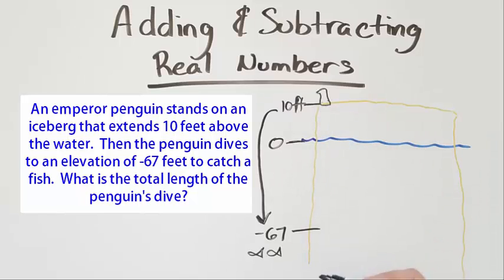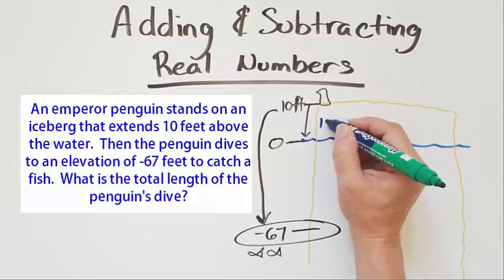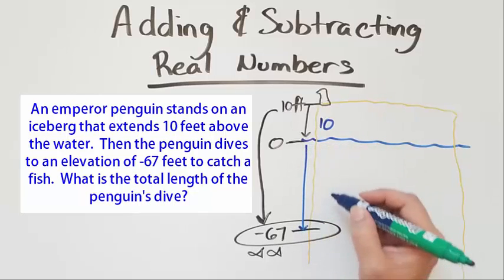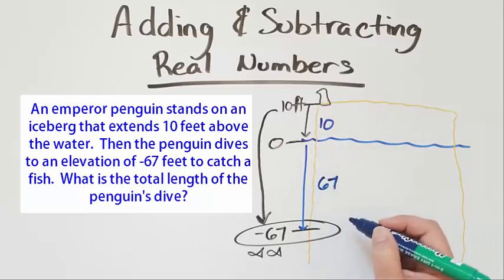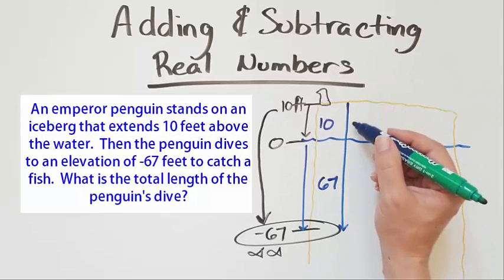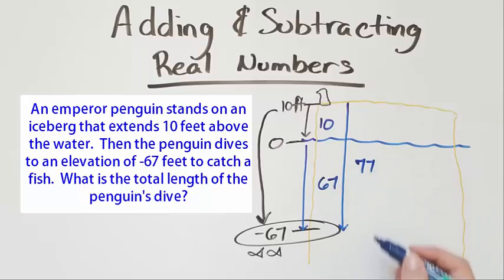Well, the picture is really going to help us solve this problem. The distance from 10 to 0 would have meant that he dove a total of 10 feet. And then the distance from 0 to 67 is a total distance of 67 feet. So what is the total distance that he dove? He dove 10 and then another 67. He dove a total of 77 feet.